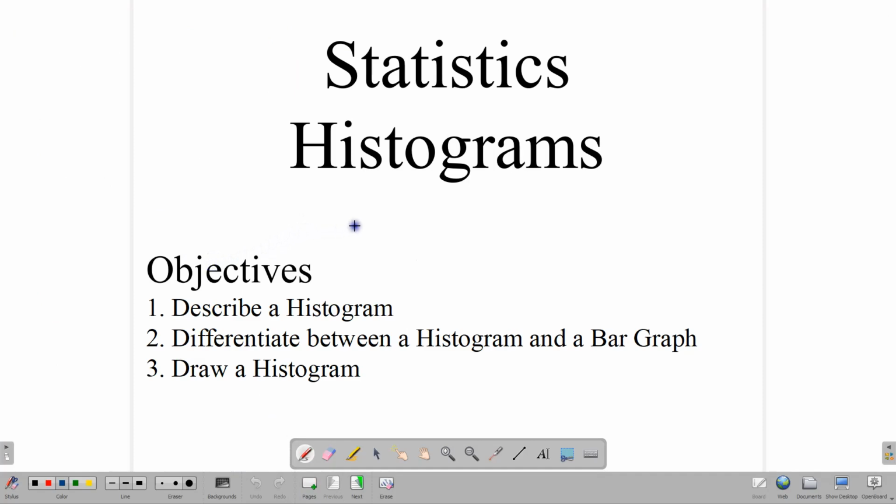In this lesson we are talking about histograms, and our objectives are to describe a histogram, to differentiate between a histogram and a bar graph, and to draw a histogram.